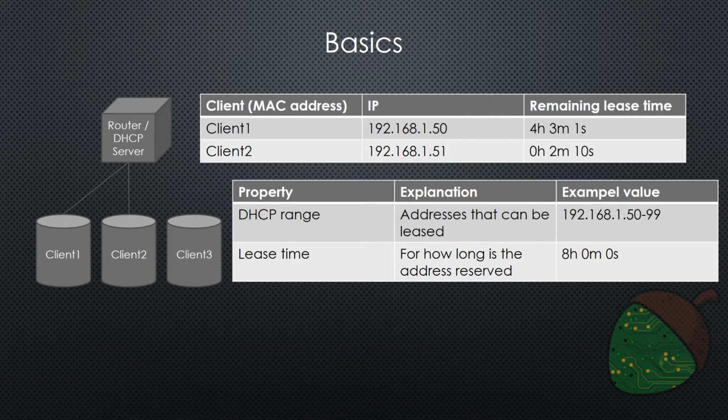There are also some configurable properties here. The DHCP range are the addresses that are available to the DHCP server. In this case 192.168.1.50 to 99. We also have the lease time. That's how long an address is reserved for a specific computer. Default is 8 days, but in this configuration example it's actually 8 hours.